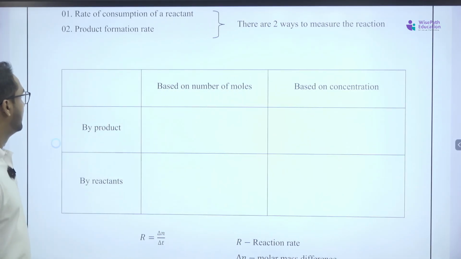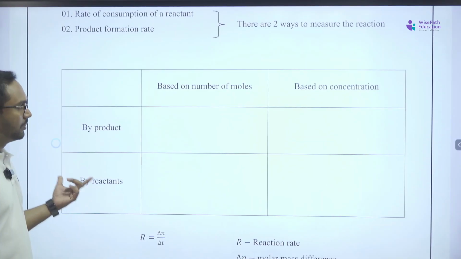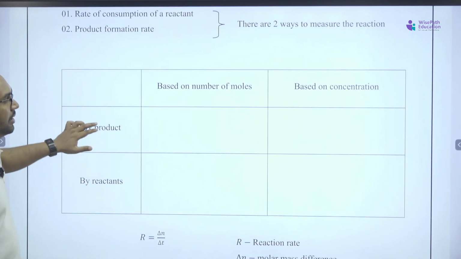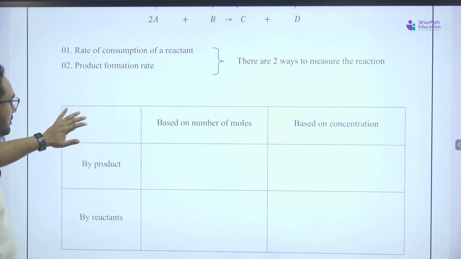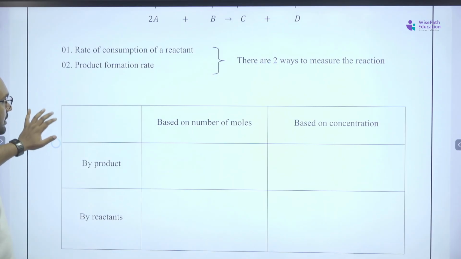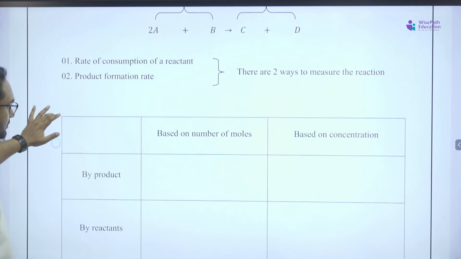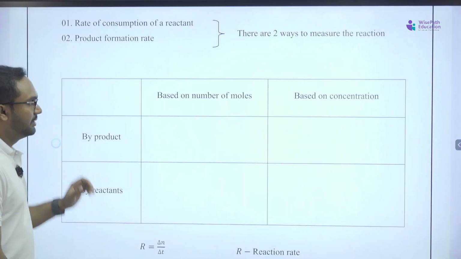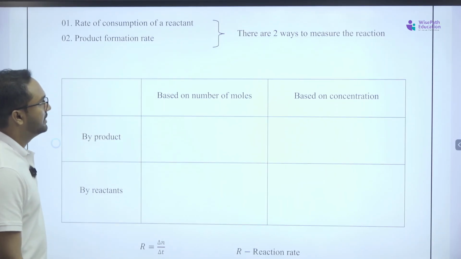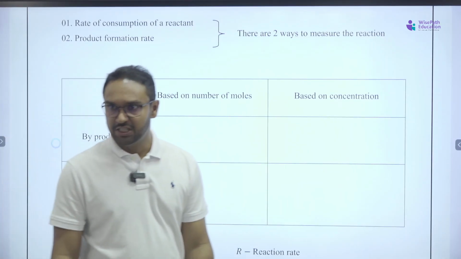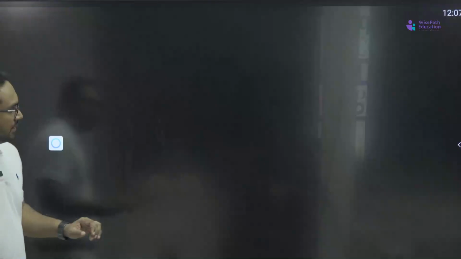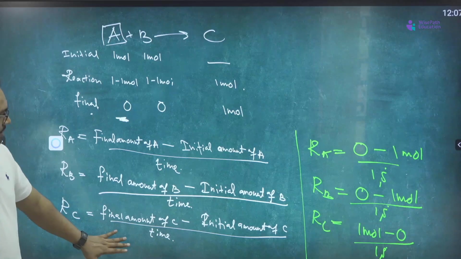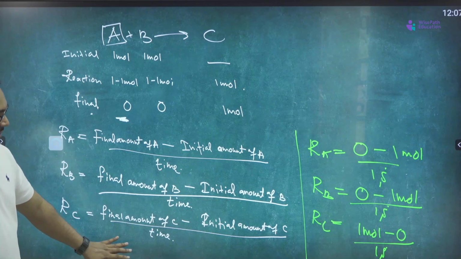So now based on the number of moles and based on the concentration, we have to write the formulas to calculate the rate of reaction. We will write it in the usual terms, so it's always final minus initial, right? And take a sticky note on that. This part, you take a sticky note on that.